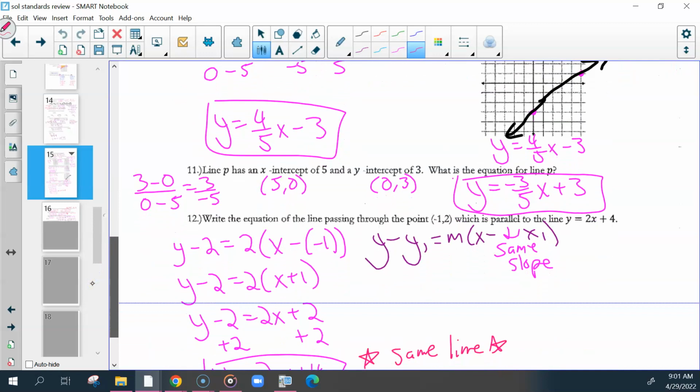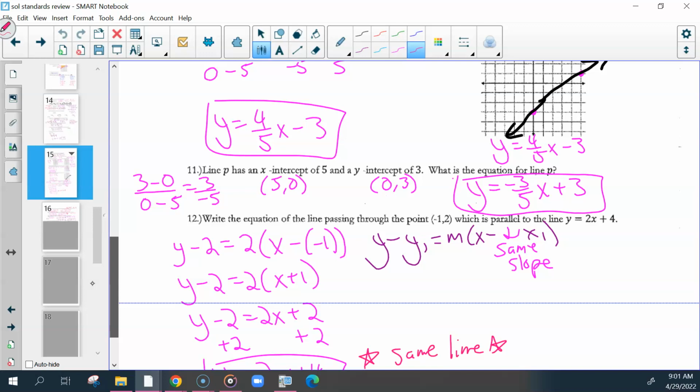Number 11 was similar to one of the questions we already did, where they give us the x-intercept of 5, y-intercept of 3, find the slope, but then they're asking for the equation of this line. So once we have that slope, and they give us a y-intercept, we can put that together to make our slope-intercept form. You could also plot the 2 points they give you, count your slope, and then write the equation of your line from Desmos.